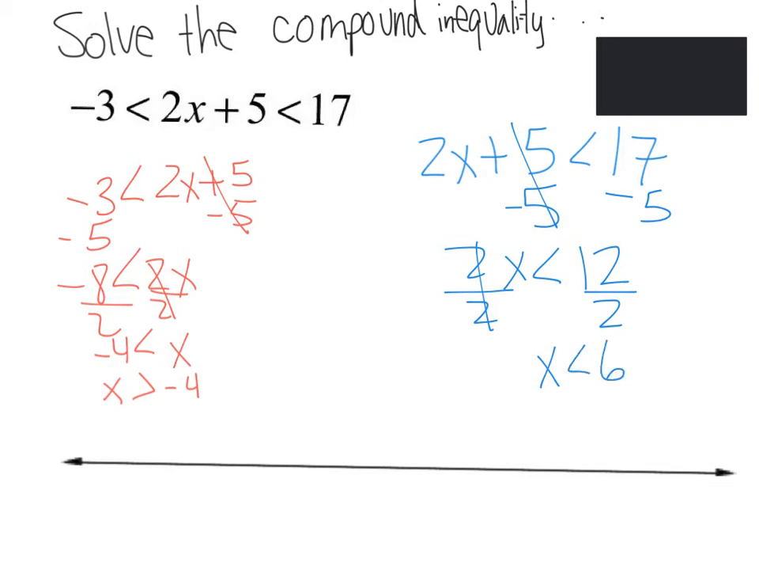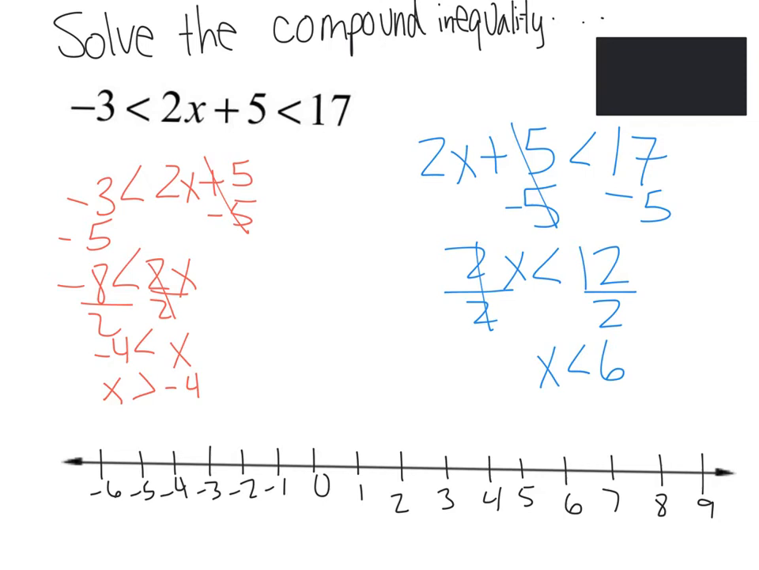Okay, and then I can graph both of these and see where they intersect. It's an and statement, so they should intersect. Okay, so I'm going to number my number line. Okay, so I've numbered it. I'm going to start by graphing x is greater than -4. It's an open point at -4. All the x's that are greater than -4, so I'm going to the right.